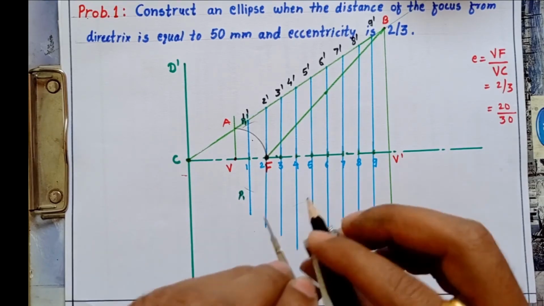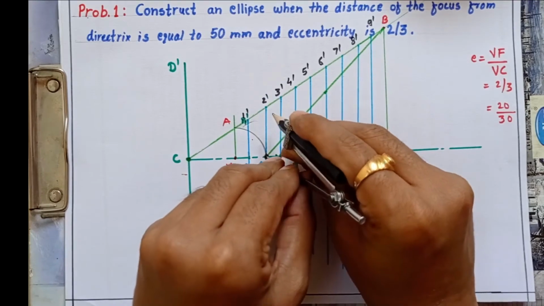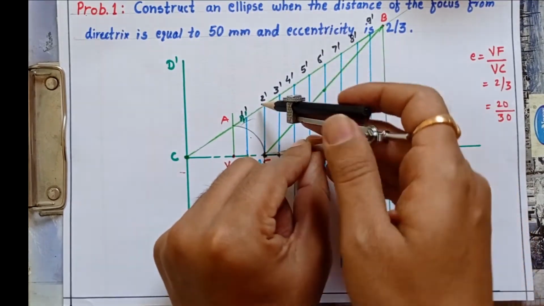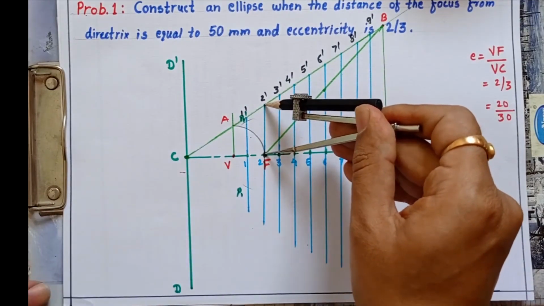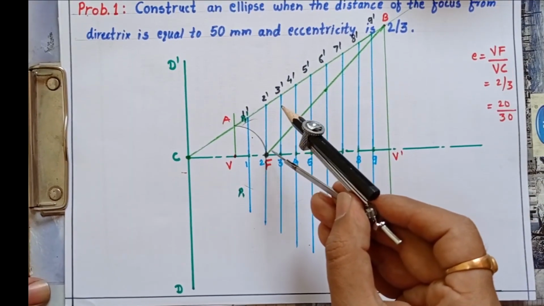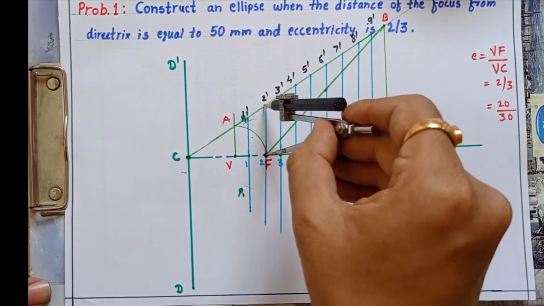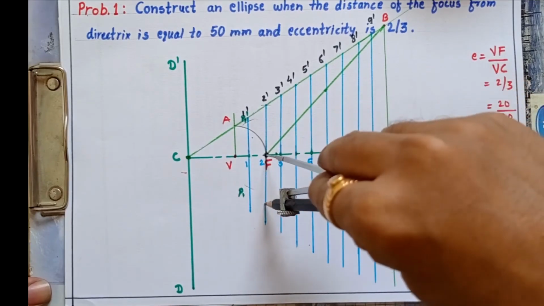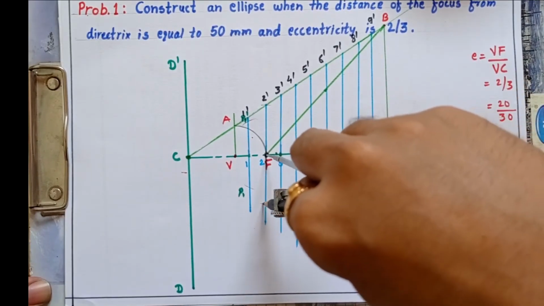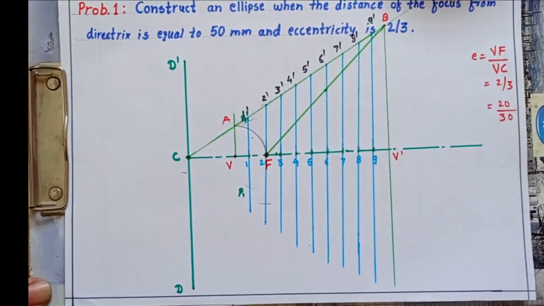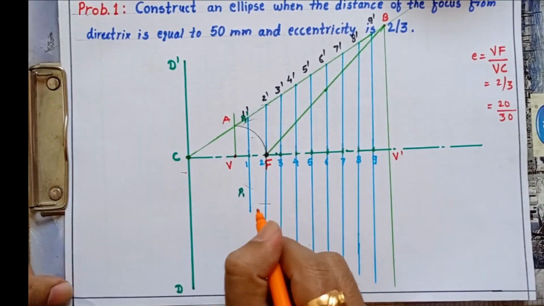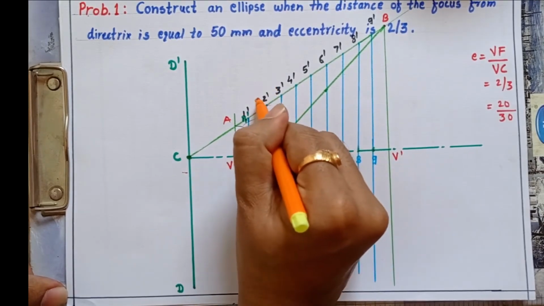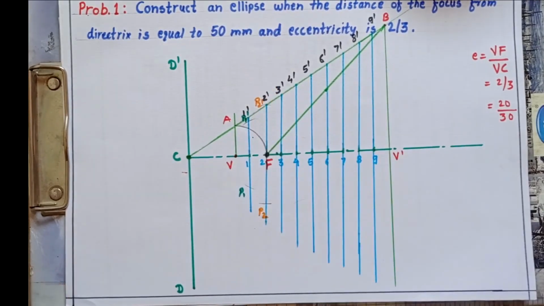Fine. Now next we carry the distance equal to 2 to 2 dash. With 2 to 2 dash as the distance in your compass, and with the focus as the center of your compass, you have to cut the line passing through 2 and 2 dash, that straight vertical line, which gives you the next 2 points. They are P2 and P2 dash. So here you have the point P2, and this is actually the point P2 dash, isn't it?